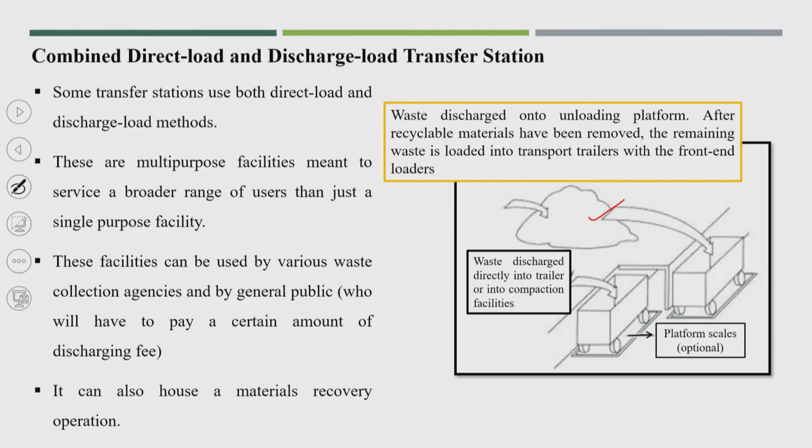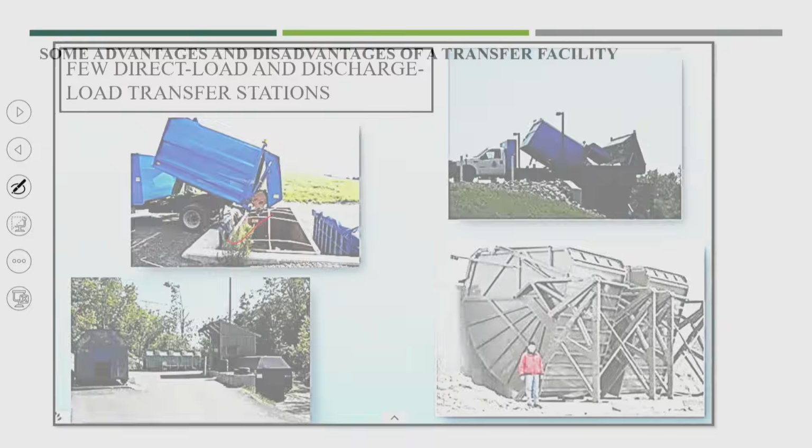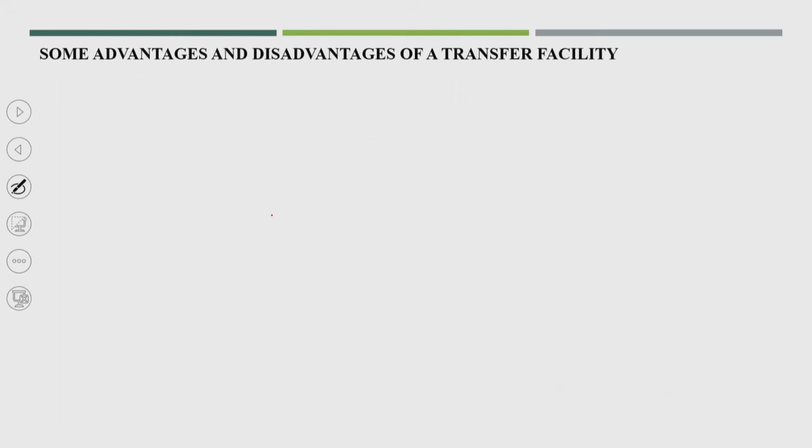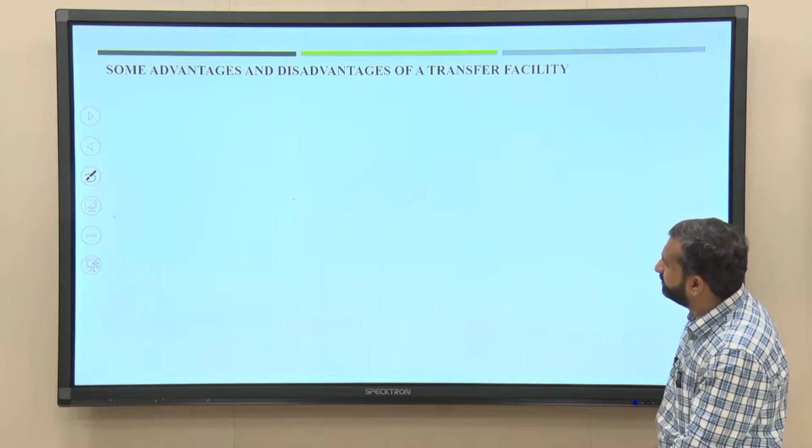Okay. So, this is very highly beneficial for material recycling facilities. Now, you see here a few direct load and discharge load transfer facilities. Here, somewhere direct load, and somewhere we can plan for a storage facility also along with that. We will see some advantages and disadvantages of transfer station.